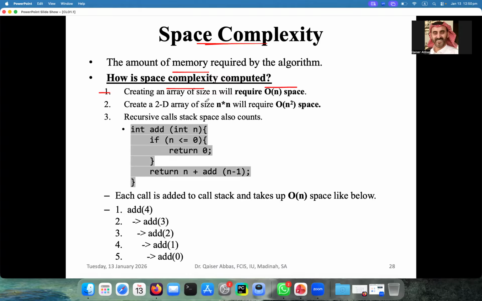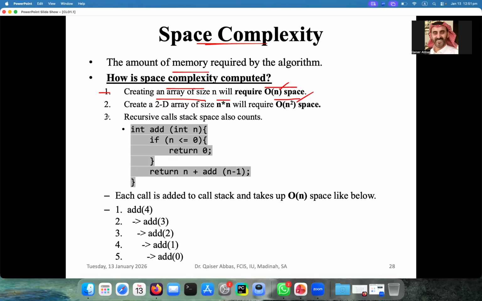Rule number two: if our algorithm has a two-dimensional array of size n cross n, then it means that it is taking order of n square space. It is like two nested loops. It is like a single loop, and it is like two nested loops. But here we are talking about memory. So if we have a two-dimensional array, this is n cross n, and we represent it as order of n square, and the single array we can represent as order of n.